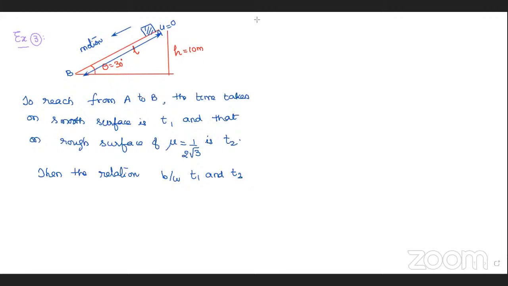First, you understood, I think, the question, what he asked. First, you consider A to B as smooth and the body is sliding down. What is the time taken to reach the bottom B? That whatever you calculated is T1. Next, consider the same surface as rough with mu value 1 by 2 root 3. Again, to slide down to the point B, the time taken, you calculate. That one, how much you get there, you consider it as T2. Then T1 and T2 are related as. That is the question.